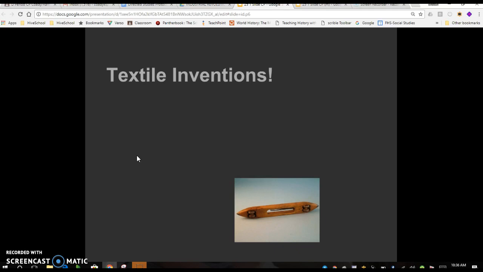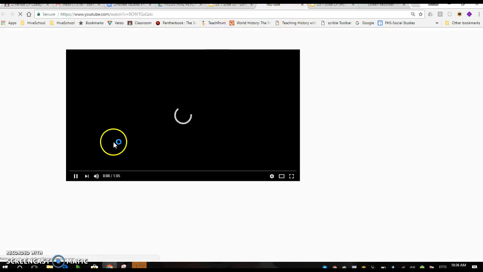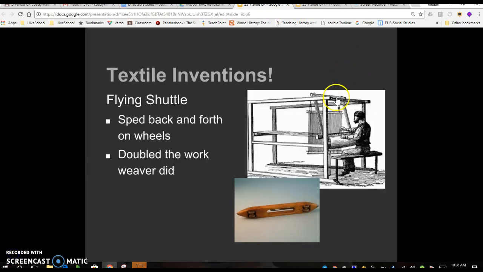So the new textile inventions, one of them was the flying shuttle, which you see pictured down here. It sped back and forth on these little wheels, and it doubled the work a weaver did in one day. So there's a picture, if you've been to Sturbridge Village or something and you've seen one of those old looms, if you did it by hand, it would take a long time. That little tool made it much, much quicker.